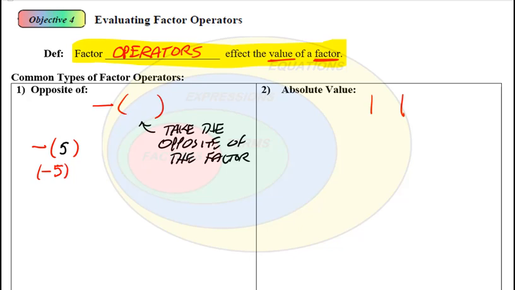So if we had something like the opposite of -3, again, we see the symbolism, the opposite of. Well, this factor then is going to change to a factor of just 3. So the opposite of -3 is the same as +3. So again, we want to be able to read these. So this one would be read the opposite of -3.